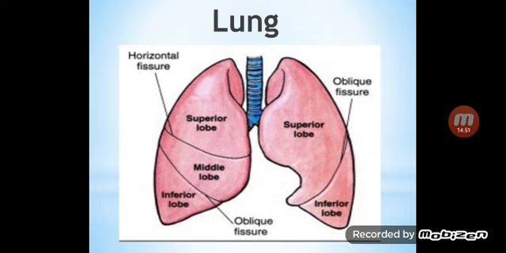The lung, as you see here, is conical in shape. It has an apex, a base, a costal surface, and a mediastinal surface.